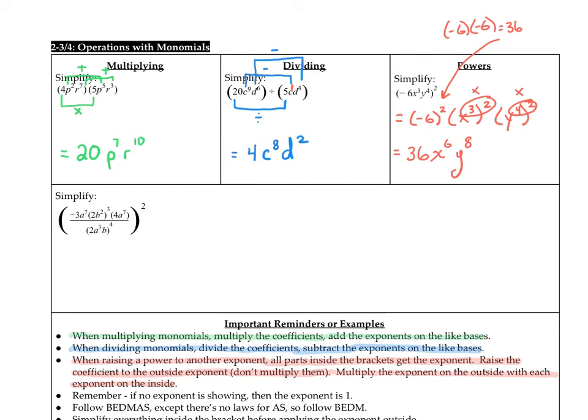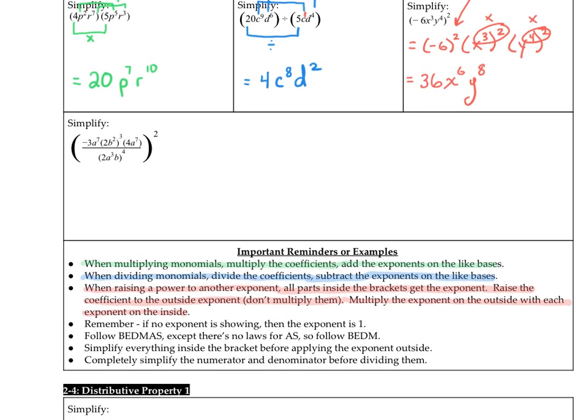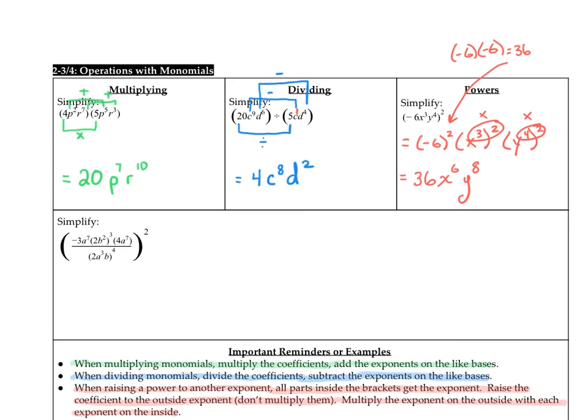So that ends the basics of how to just multiply, divide, and raise a monomial to a power. The only other thing I want to point out is just to remember that if no exponent is showing, then the exponent is 1, such as we saw in this example right there.